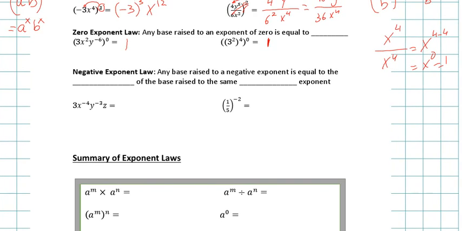Now negative exponent law: any base raised to a negative exponent is equal to the reciprocal of the base raised to the same positive exponent. What does the word reciprocal mean? The flip, right? Reciprocal means your denominator becomes your numerator and your numerator becomes your denominator. So it's when you're flipping your base.